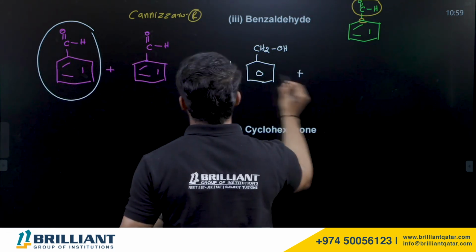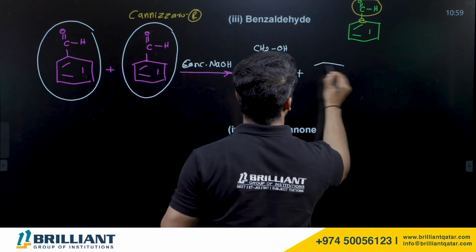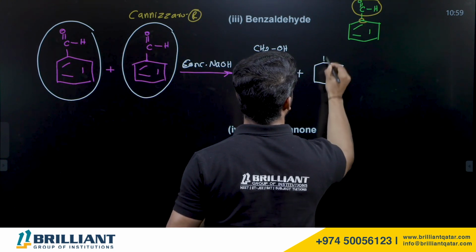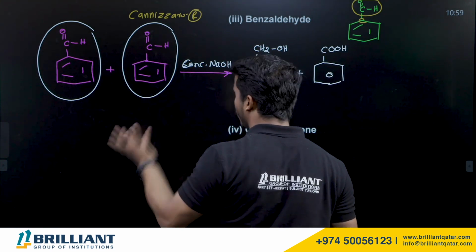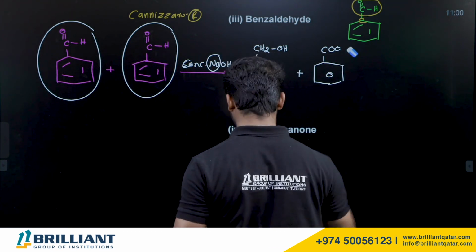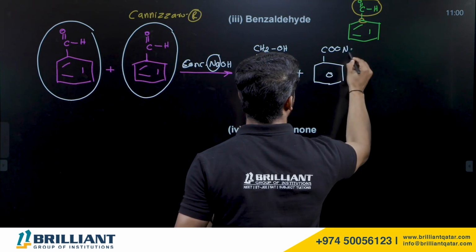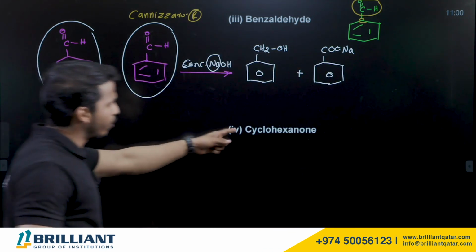Plus, I told you the second aldehyde we have to convert into the corresponding acid. So benzaldehyde, its corresponding acid is which one? Benzoic acid. But can we write benzoic acid directly? No, because sodium is there. The sodium can replace this hydrogen. So you will get COONa, sodium salt of benzoic acid. Clear all? What about cyclohexanone?